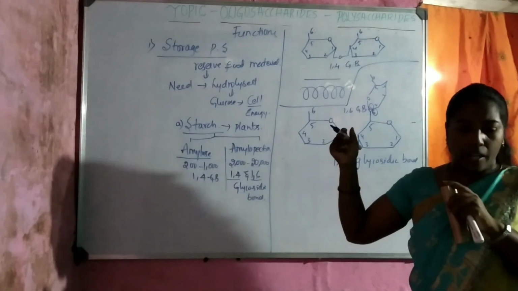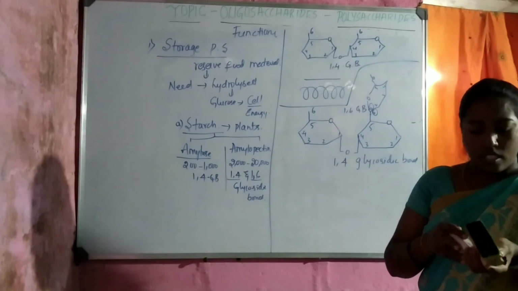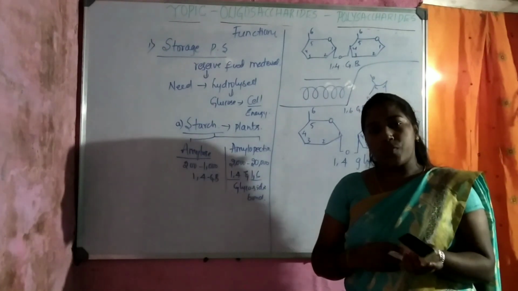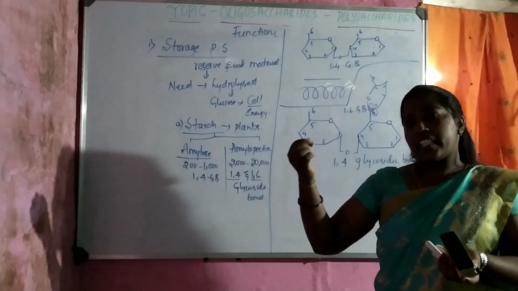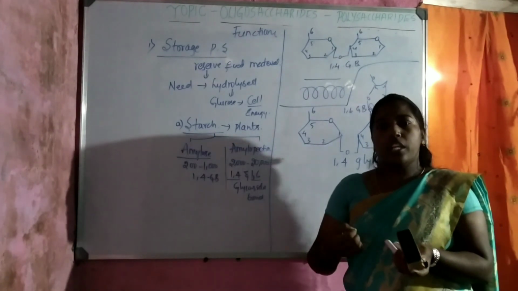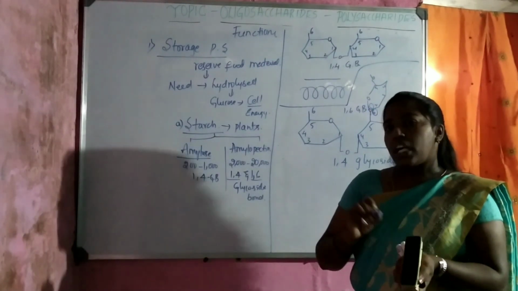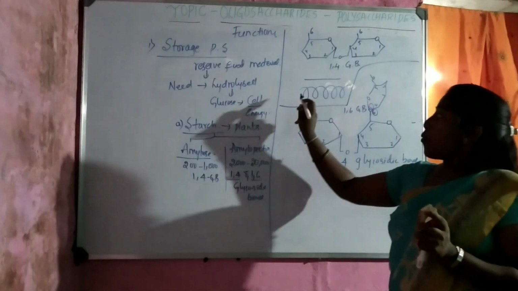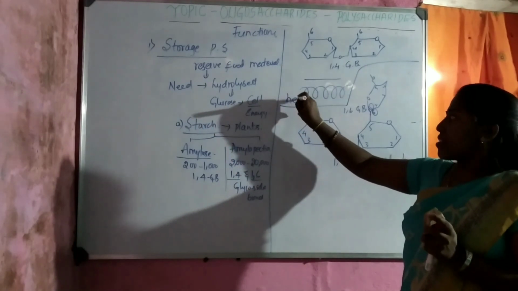Okay, is it clear? Why I explained this to you is because the most common test done for the presence of starch is the iodine test. When we add iodine to the starch solution, it produces a deep blue color. The deep blue color is due to the amylose. Amylose has what? A linear structure, which forms a helix.